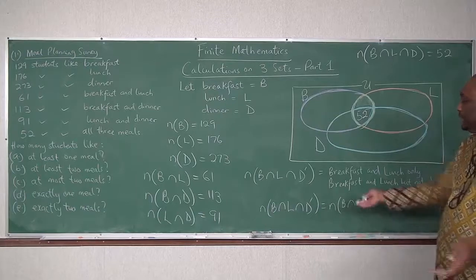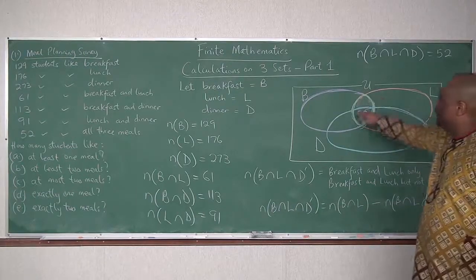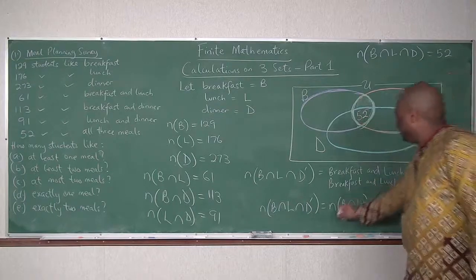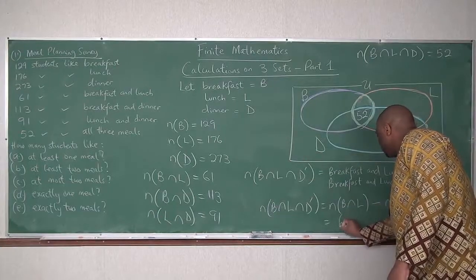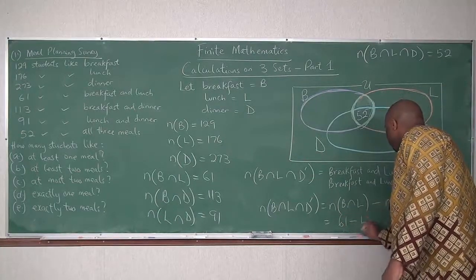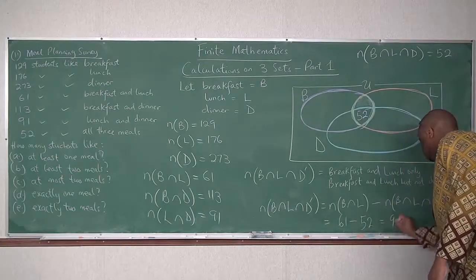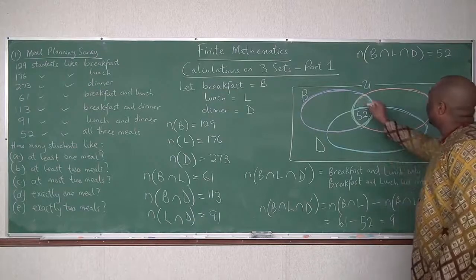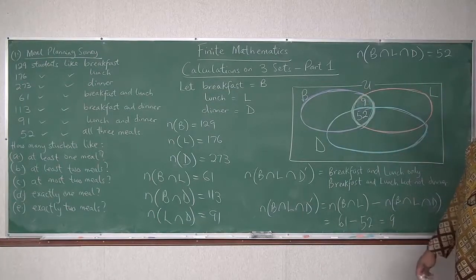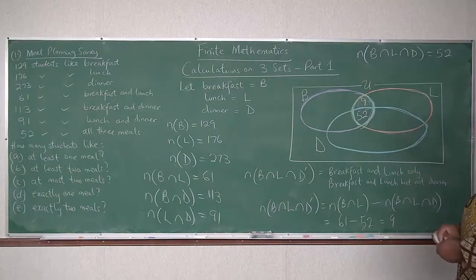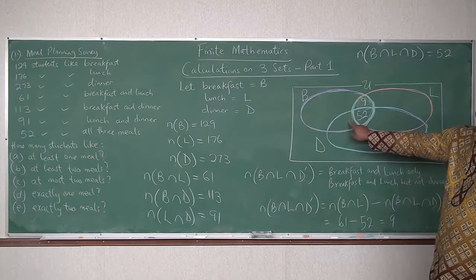Some people might decide to just do it by formulas. That's fine. So we have 61 minus what? 52. 11 minus 2 is what? 9. So this is 9 here. Right? See that? Now, the next thing we do is find breakfast and dinner only.